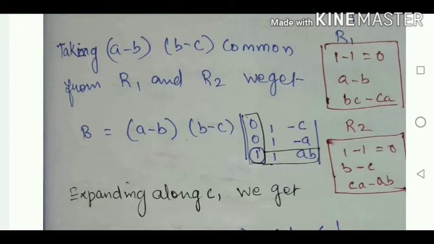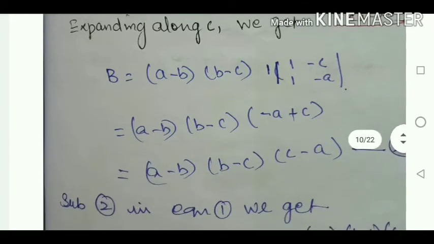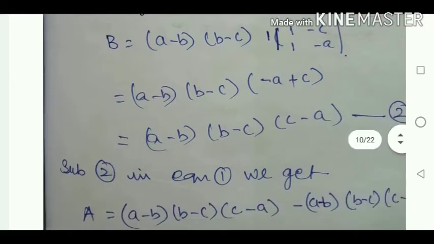You are getting 1 minus C, 1 minus A. So expanding C1 we get A minus B into 1 into 1 minus C, 1 minus A. Now cross multiply it, 1 into minus A, that is A minus B, B minus C already is there. I am cross multiplying 1 into minus A, then 1 into minus C. So in formula we put 1 minus sign, so it becomes plus C. Okay, the second answer is A minus B, B minus C, C minus A.